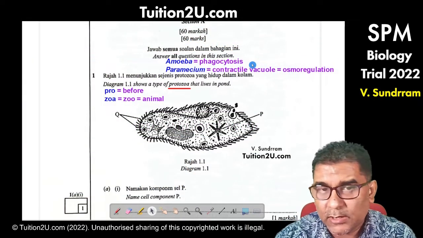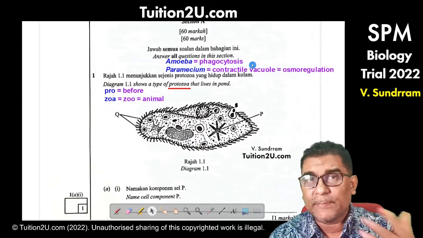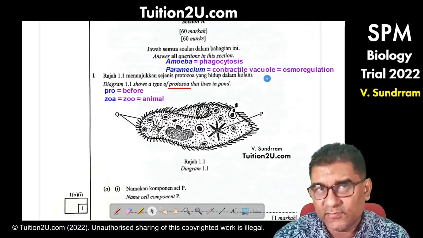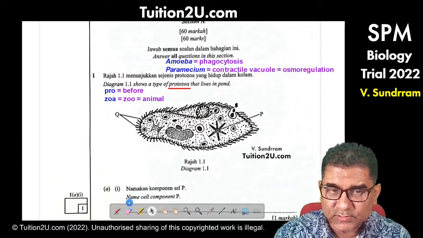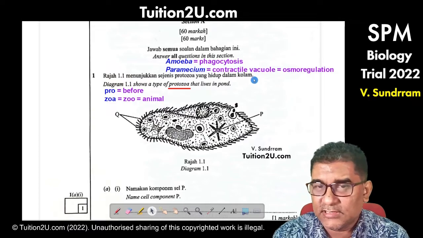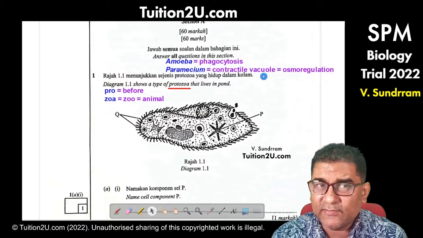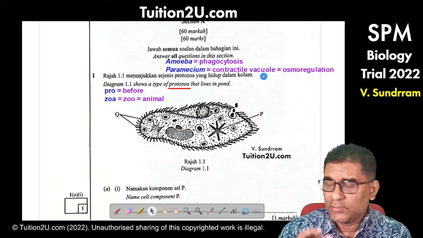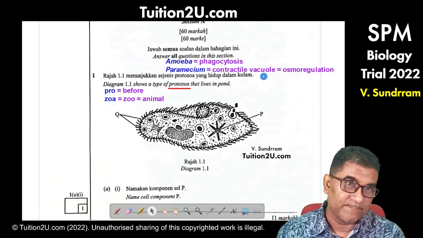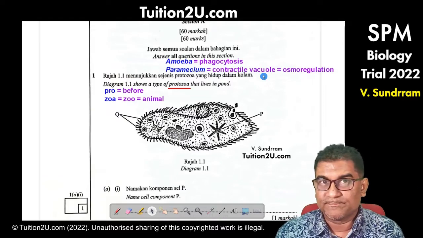But this question is about Paramecium. So when we think about Paramecium, automatically what should come to our mind is the contractile vacuole function. So in this first question, they're asking us for the name of cell component P. I am not surprised they're asking me about the contractile vacuole, because that's what happens every time. Every time Paramecium comes out, your mind should go, okay, most probably there's going to be a contractile vacuole question. If Amoeba comes out, most probably there's going to be a phagocytosis question.